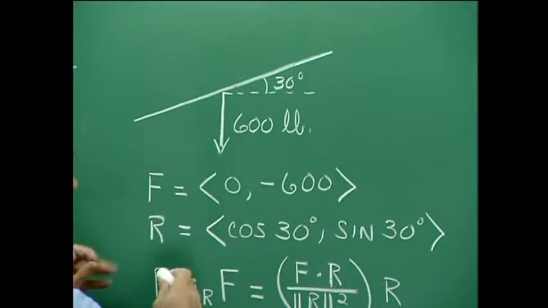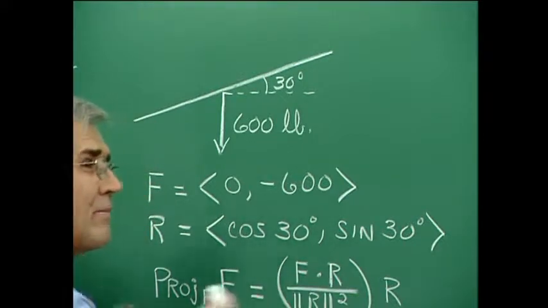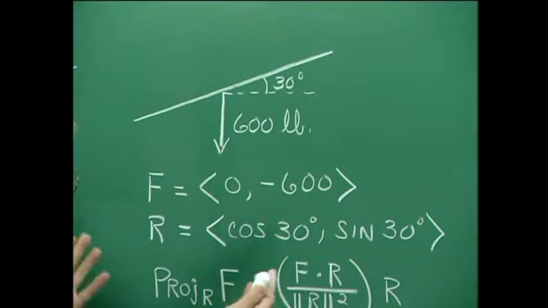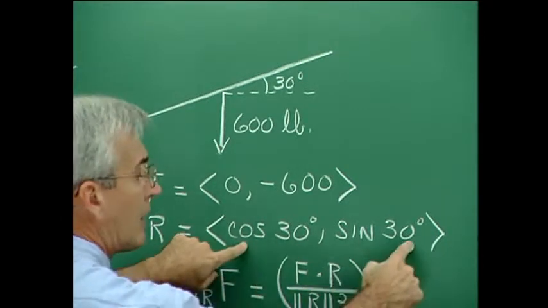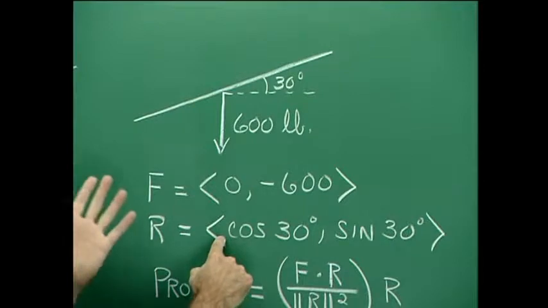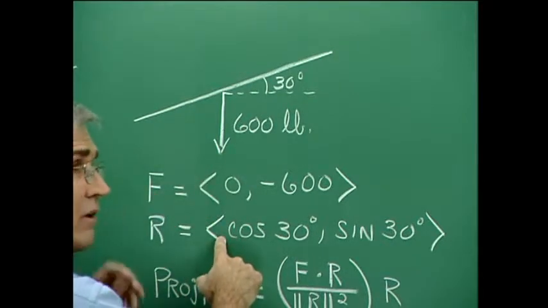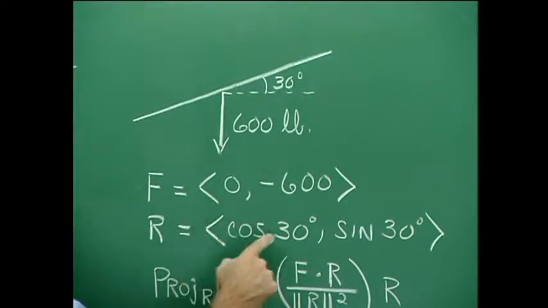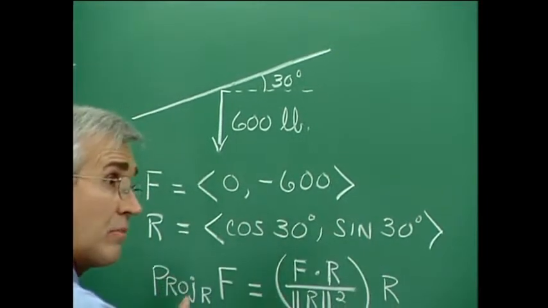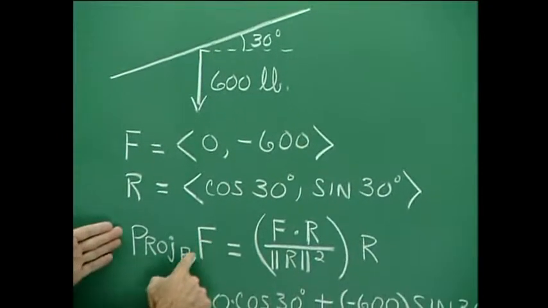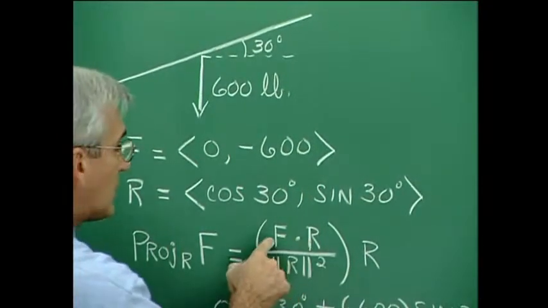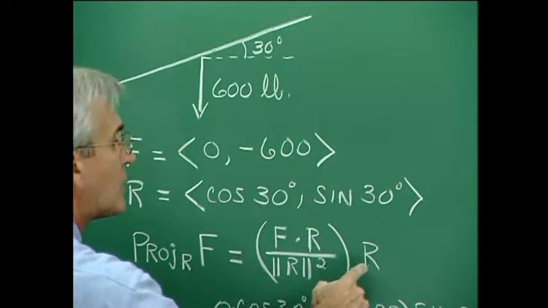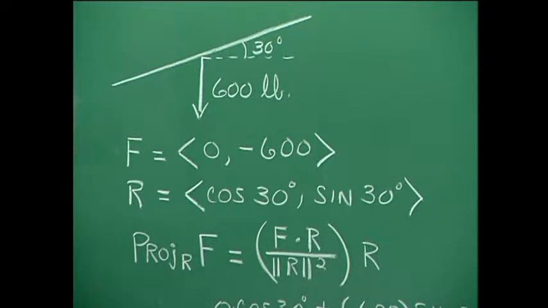For the ramp, there's no magnitude here, but we don't need a magnitude. We can just think about a unit vector situation. We have cosine 30 degrees, sine 30 degrees. The r can be considered to be 1, just the unit vector idea. So we're going to project f onto r, and r is represented like this in component form. The projection of f onto r is the dot product of f and r over the magnitude of r squared, times r.